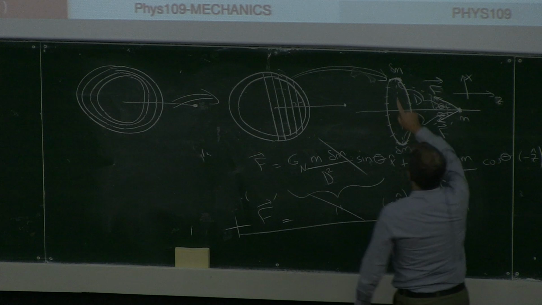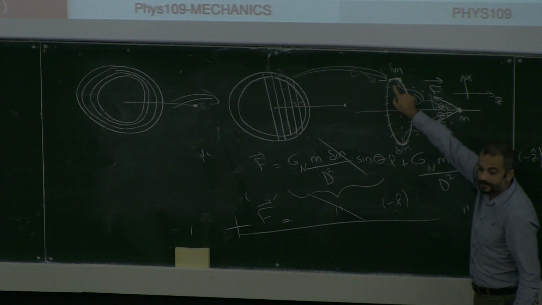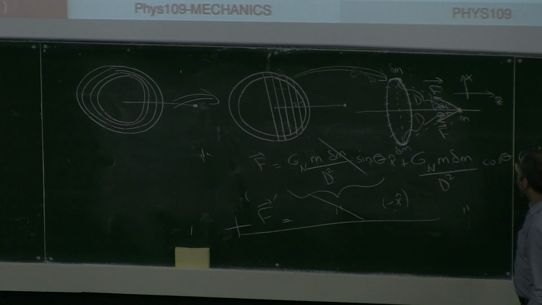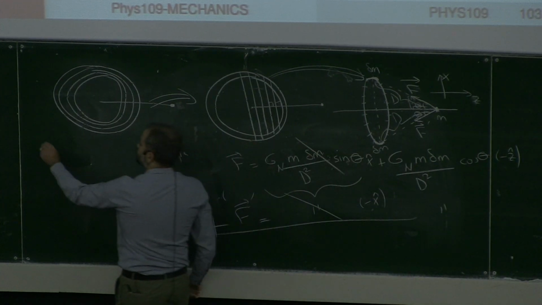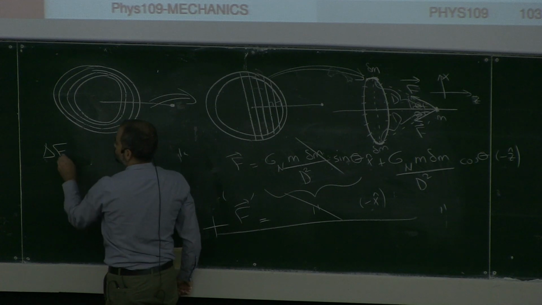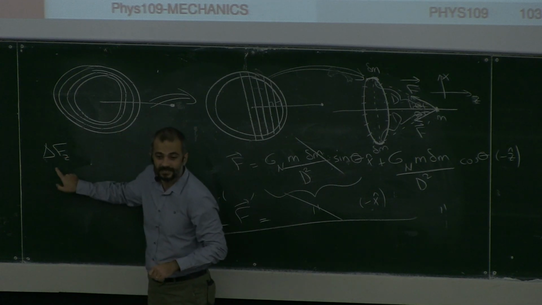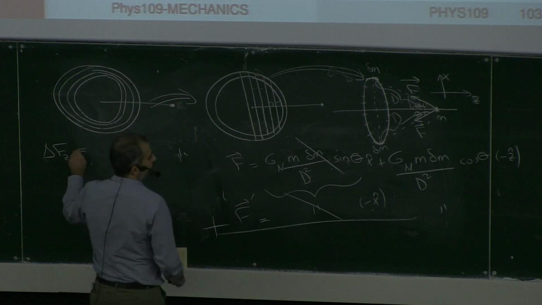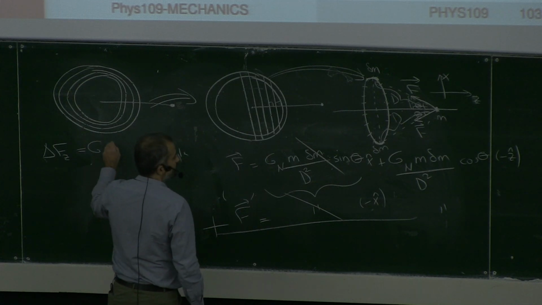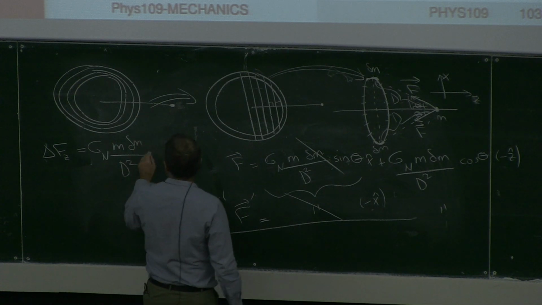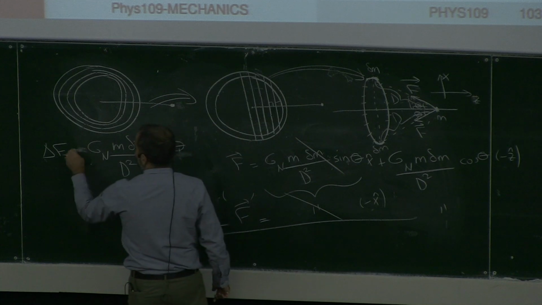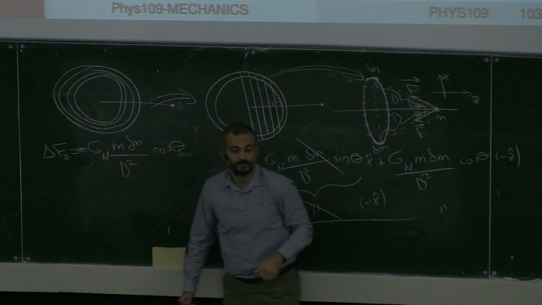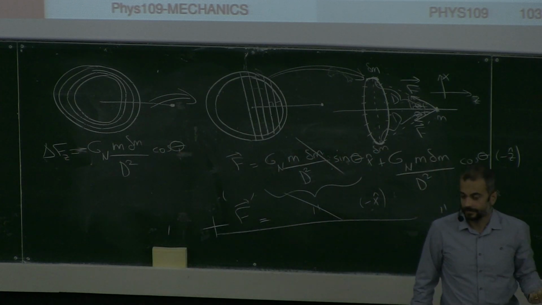So I have this very small force, very small mass. It creates a force in the minus z direction given by this expression. It is the contribution to the net force in the z direction. It is given by G, the product of the masses, divided by d squared times cosine theta. Of course, it is with a minus sign because it's in the minus z direction.